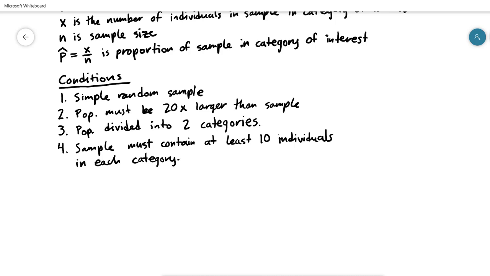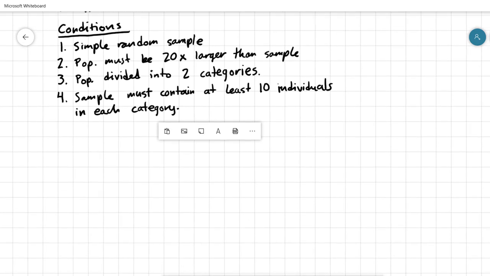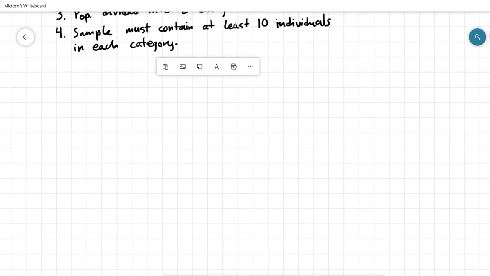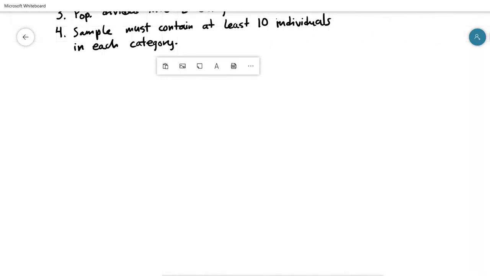What I mean by this is when we take our sample and look at the data that we have, at least 10 individuals have to be in the category of interest, and at least 10 individuals have to be outside of the category of interest. We'll check this when we actually do an example, probably in a different video. So we'll come and touch on those conditions. Now that we've got all of this settled, the next thing I want to talk about is the procedure.